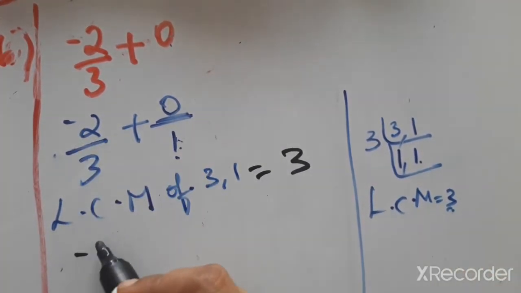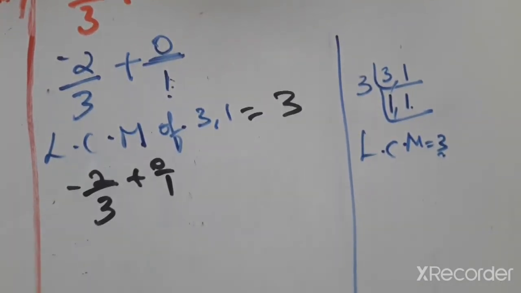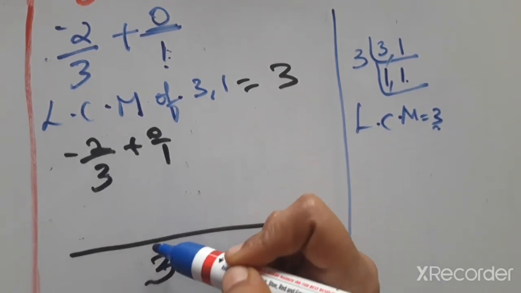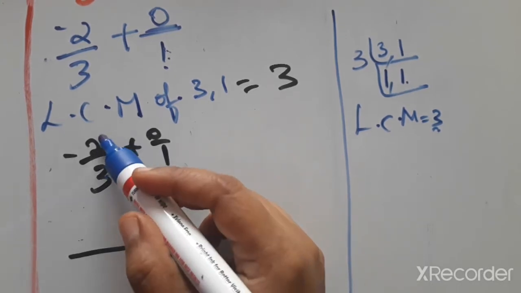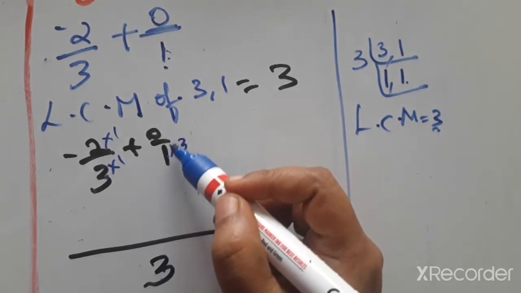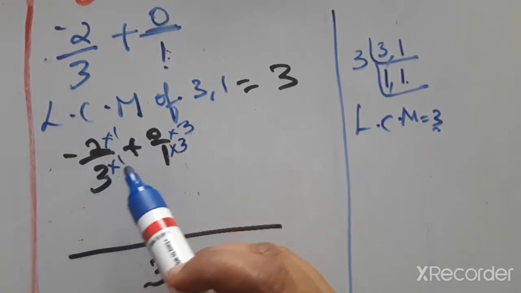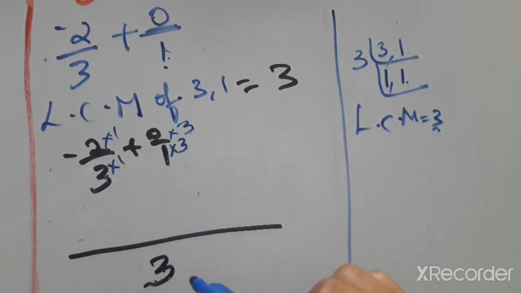Write the question once again: minus 2 by 3 plus 0 by 1. Now the LCM of denominators 3 and 1 is 3. Write the LCM value down. Now 3, how much are 3? This LCM value. 3 how much are LCM value? 3 1s are 3. The same number we have to multiply up. 1, how much are 3? 1 3s are 3. The same number we have to multiply up. Write this in pencil, children. Now 3 1s are 3, that is already written. 1 3s are 3, the denominator already written with a common line.